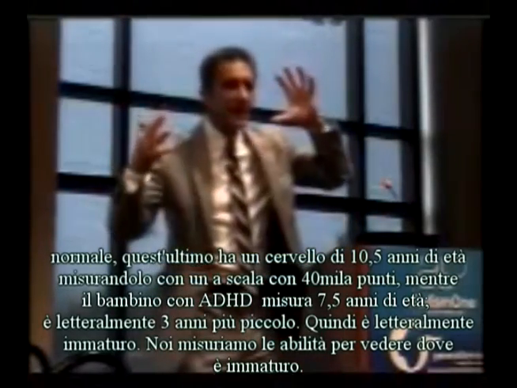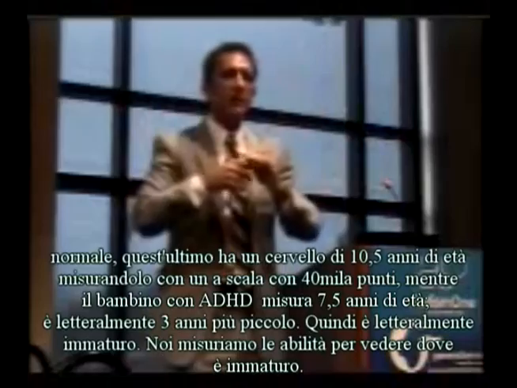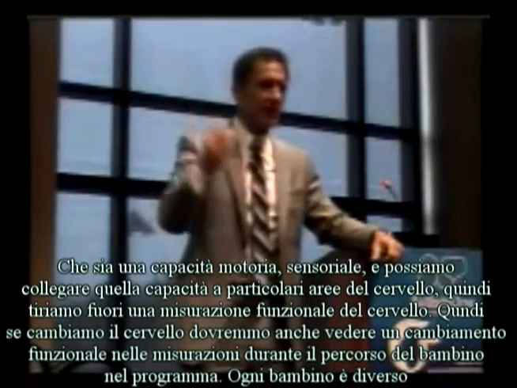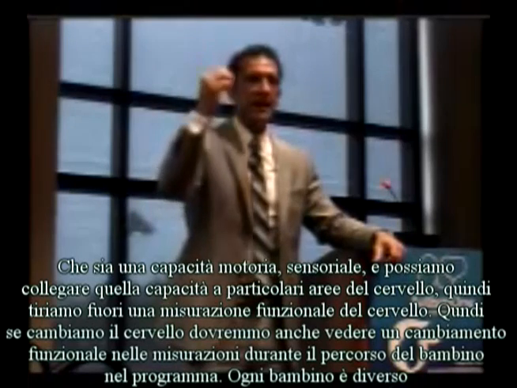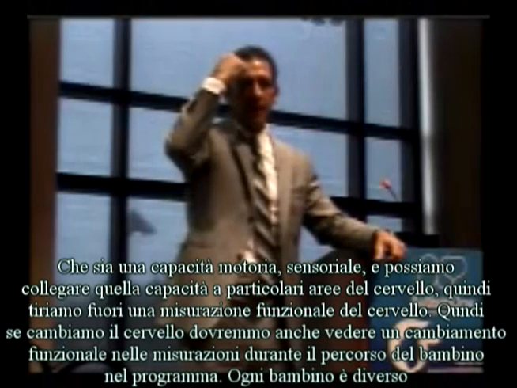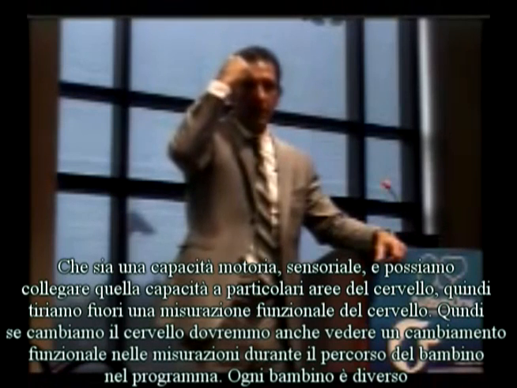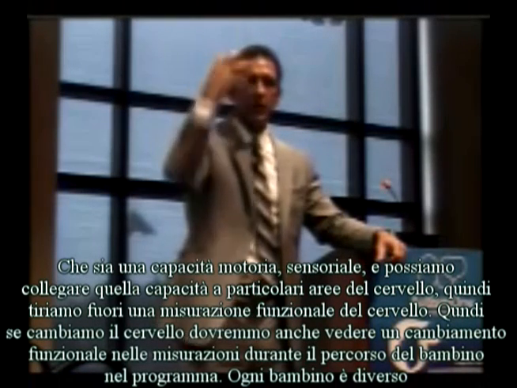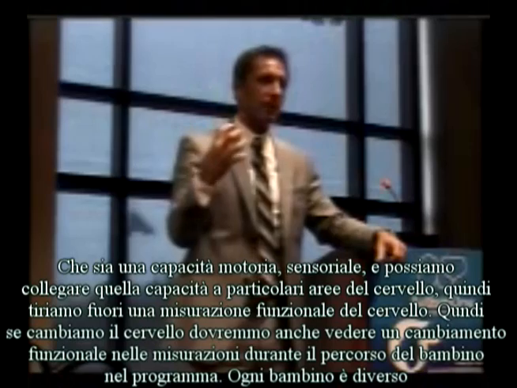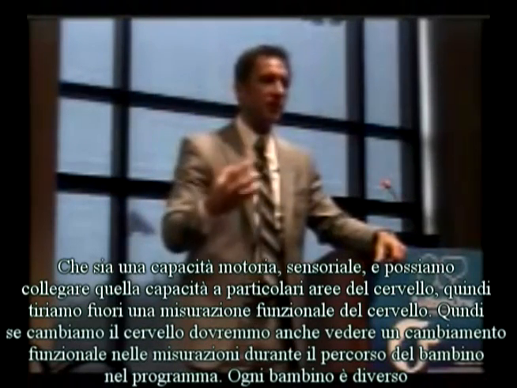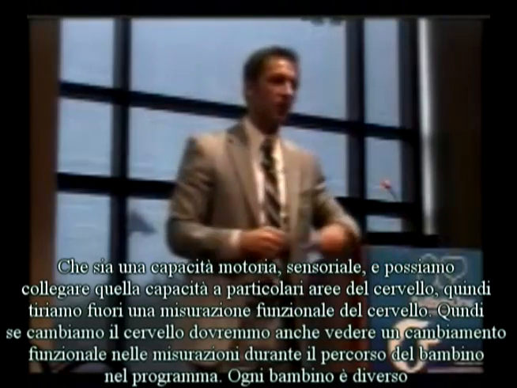So we're measuring the skills to see where this is. And we're taking a skill, whether it's a motor skill or a sensory skill or sensory processing, and we're saying that skill we can look at basically being considered related to one particular area of the brain. And so we're getting a functional measurement of that brain. And if we're changing the brain, we should also see a functional change in that measurement as the child's going through the program. Every child is different.